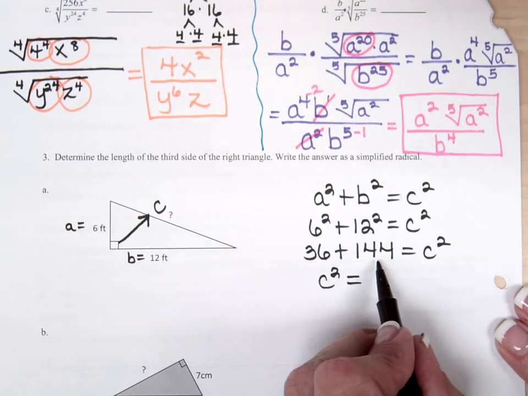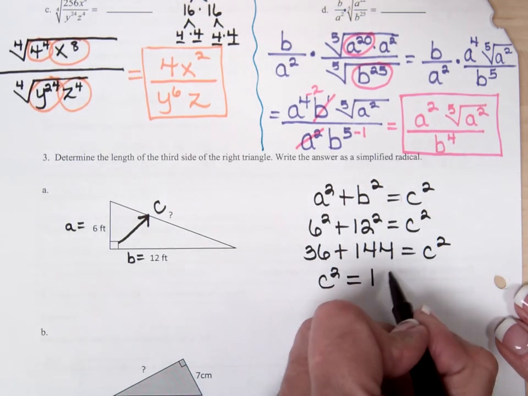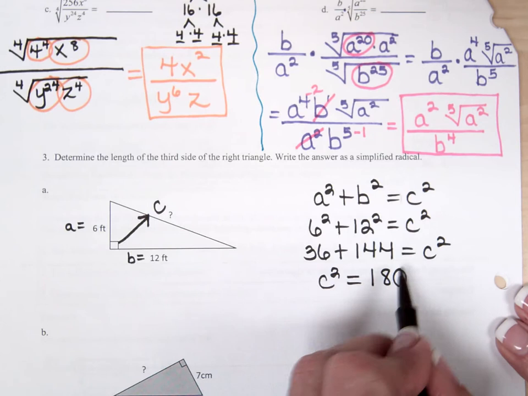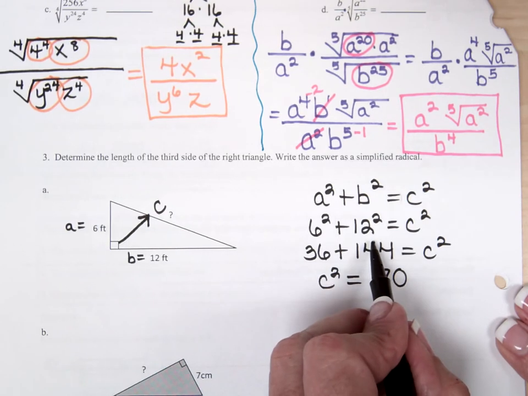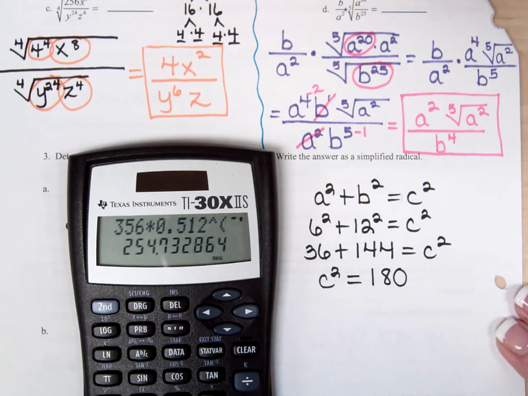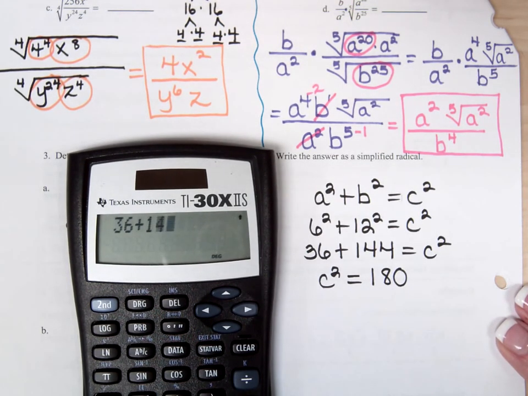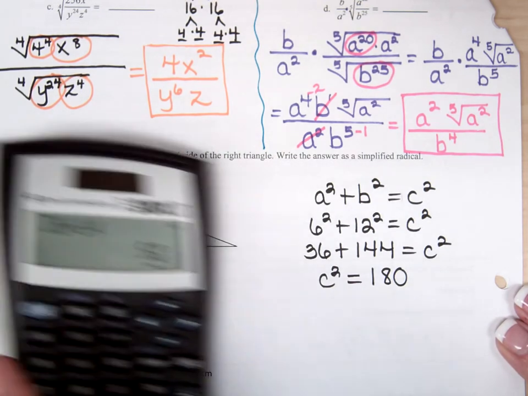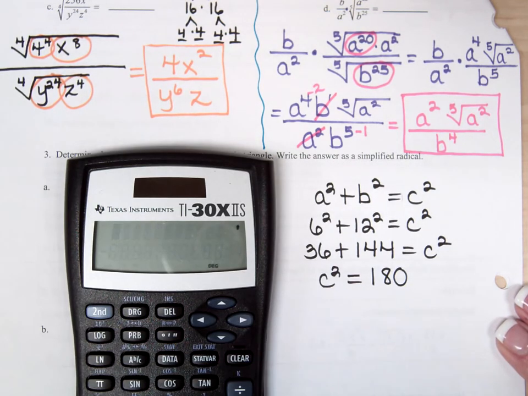Add those on your calculator and you get 180. 10, carry our 1, 7. I'm starting to get sleepy. Too many videos today. So let me just verify. 36 plus 144, 50. Oh, yikers. 36 plus 144 is 180.